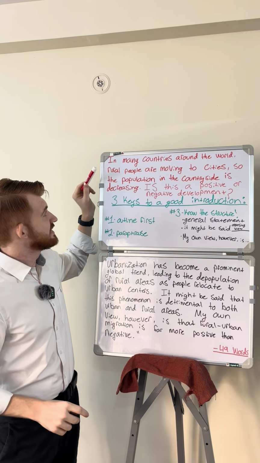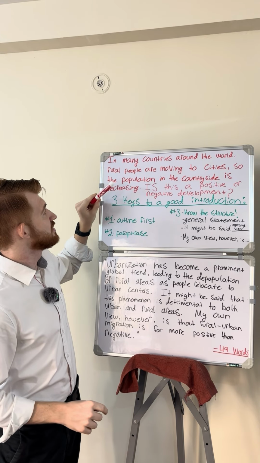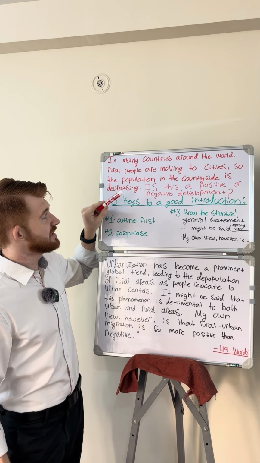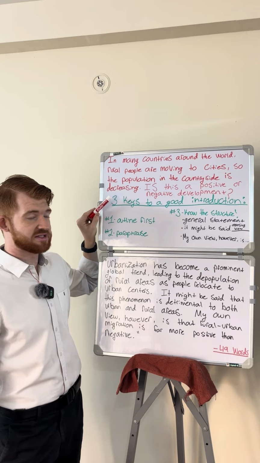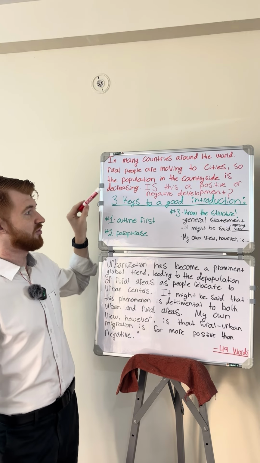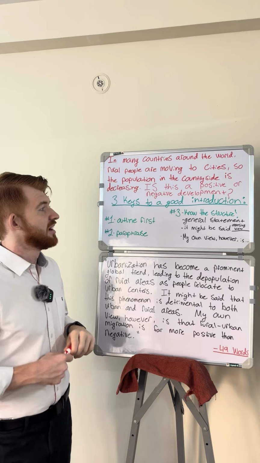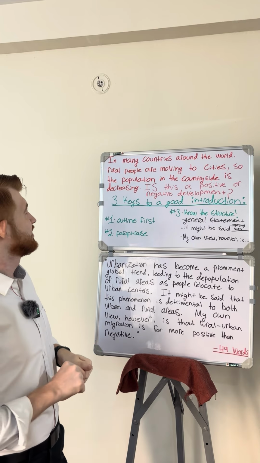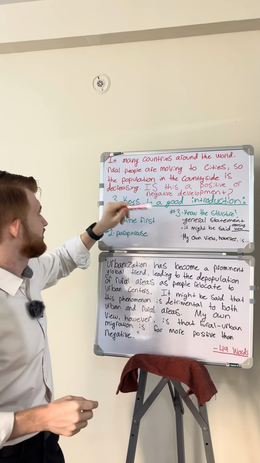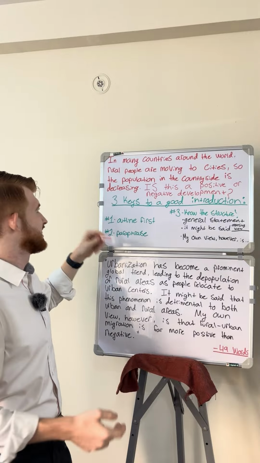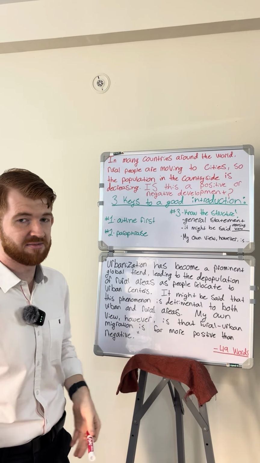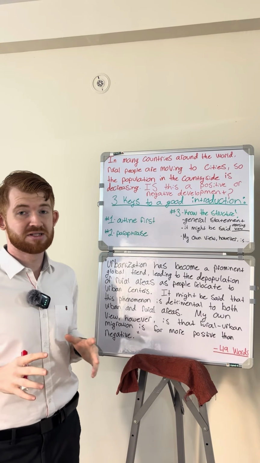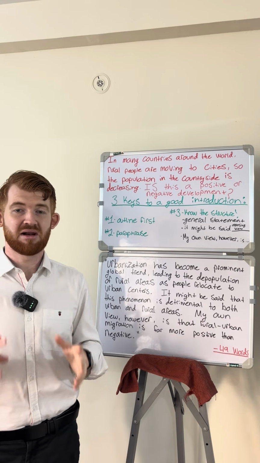The question here is, in many countries around the world, rural people are moving to cities. So the population in the countryside is decreasing. Is this a positive or negative development? Now, what we can't do, of course, is just say, in many countries around the world, rural people are moving to cities, so the population of the countryside is decreasing. In my opinion, this is good. That is something many people do. You absolutely can't do that. That's exactly how you get a bad score.